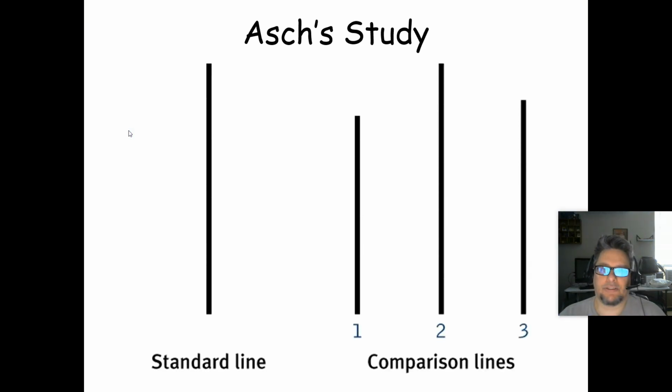All right, the Asch line study. So the Asch line study went like this. They showed you three options. They said, this is the line that we want you to pick out of this. Which one is it? And so obviously, if there was just one subject, they would almost always say two because it's the right answer.